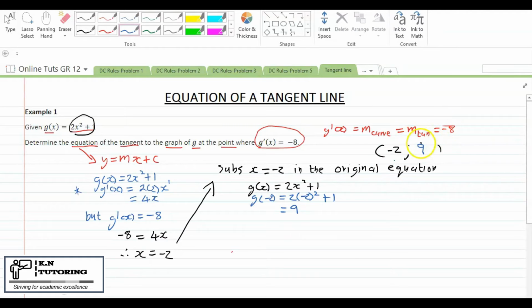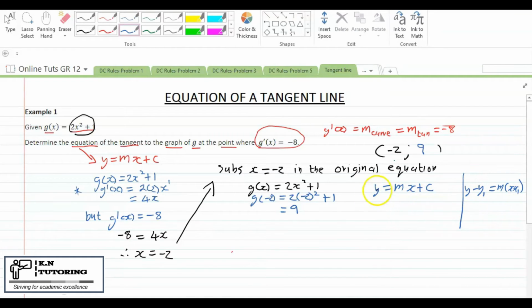Now I have a gradient and I have one point. I can say I have an equation, the general equation, which says y is equal to mx plus c. Or you can choose to use this one, y minus y1 is equal to m into x minus x1. That will depend on which one you prefer. I like this one, and I will use this one for this particular example, and on the next example, if the question is similar to this one, I will use this.